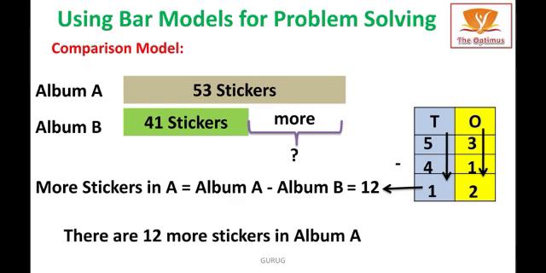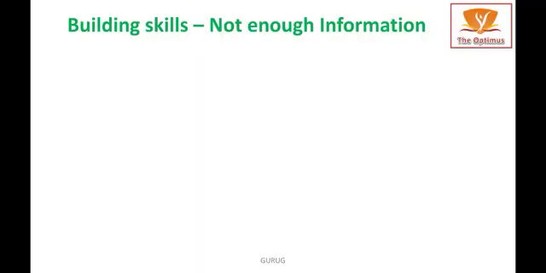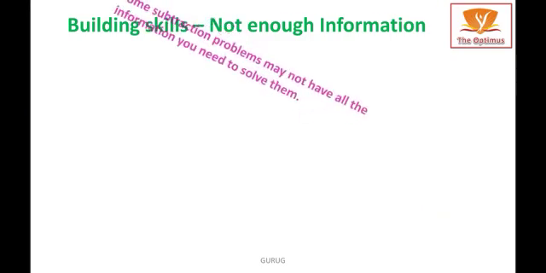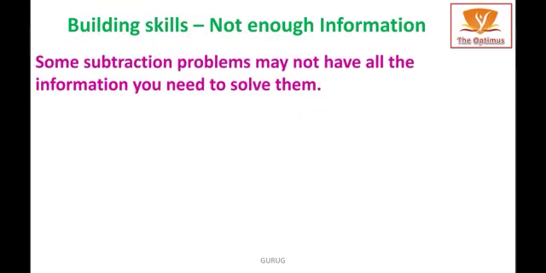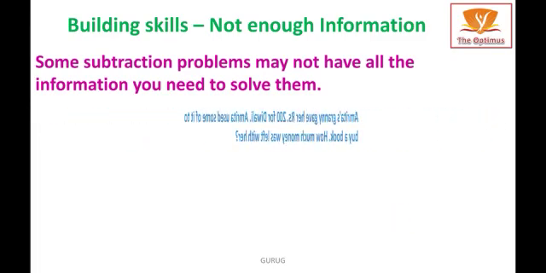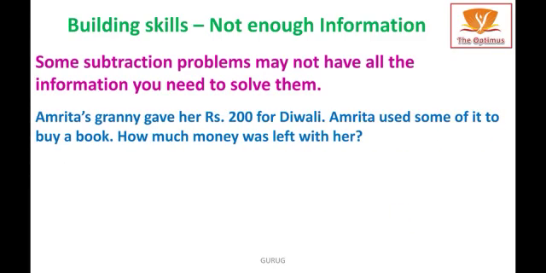Next topic is building skills, not enough information. This kind of problem we already saw in chapter 2, addition. Same way here also we are going to discuss building skills, not enough information. Dear kids, some subtraction problems may not have all the information we need to solve them. Example, Amita's granny gave her rupees 200 for Diwali. Amita used some of it to buy a book. How much money was left with her?